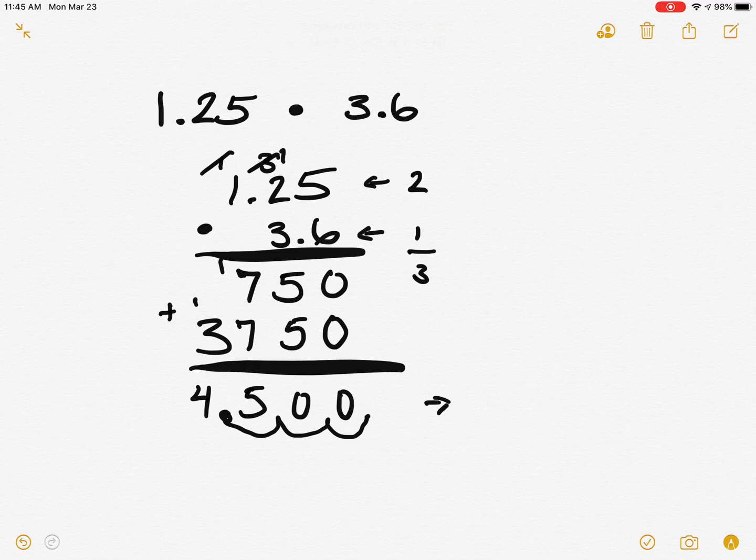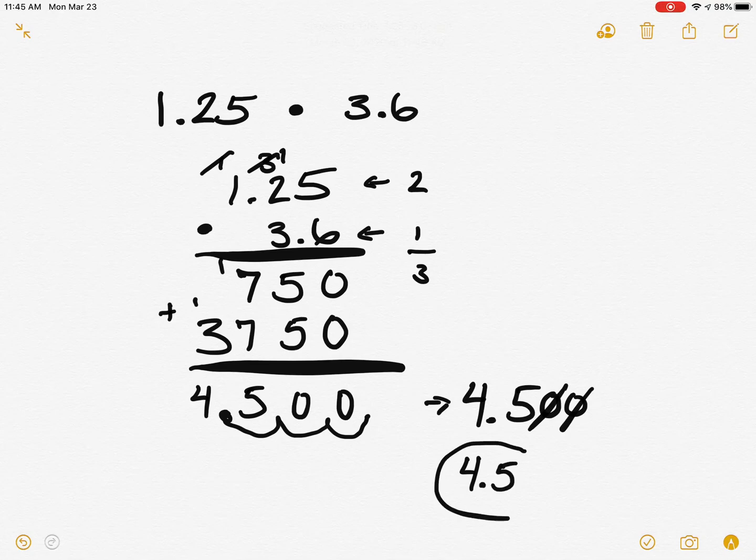So my answer is 4 and 500 thousandths, or since these zeros at the end of my number after the decimal place are not changing the value of my number, I can get rid of those. And so my answer is just 4 and 5 tenths, or 4 and a half.